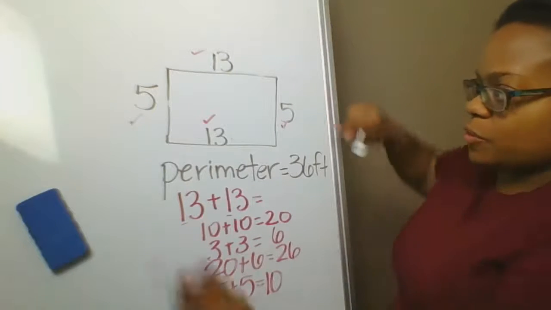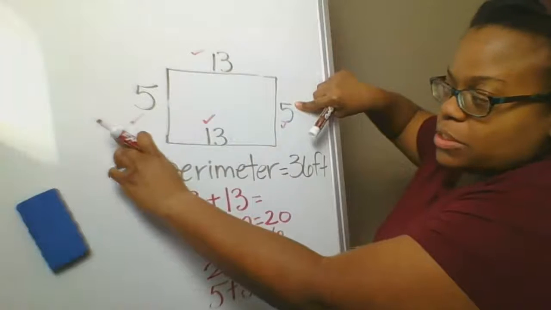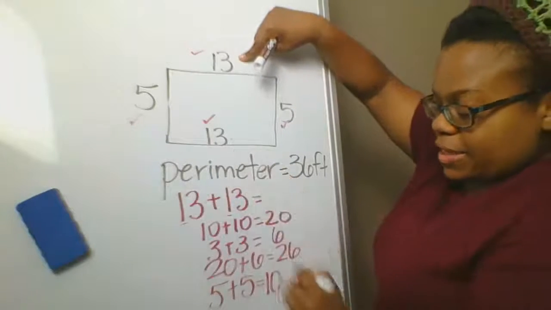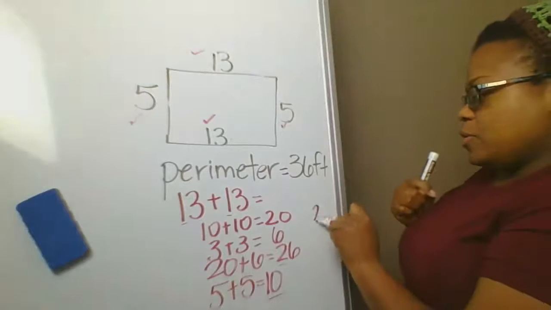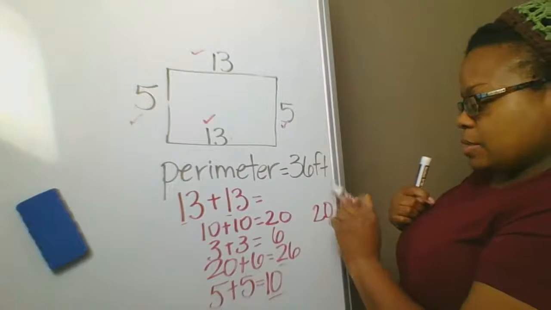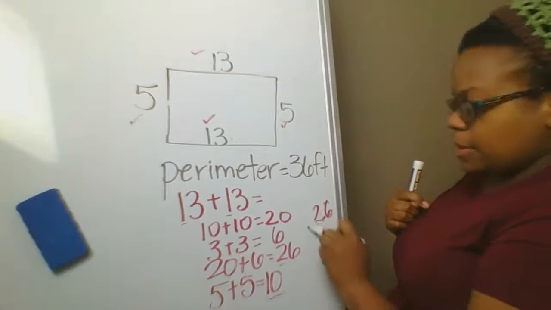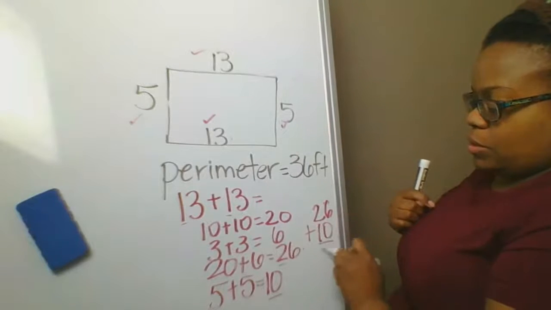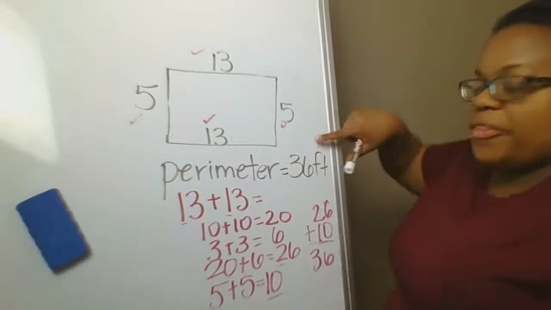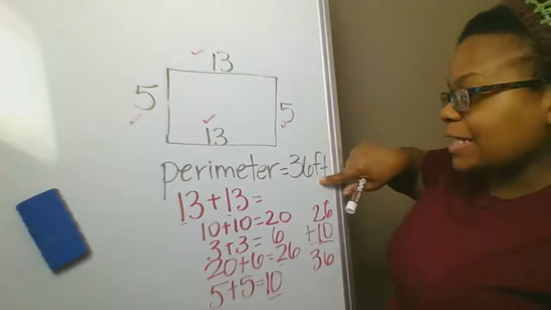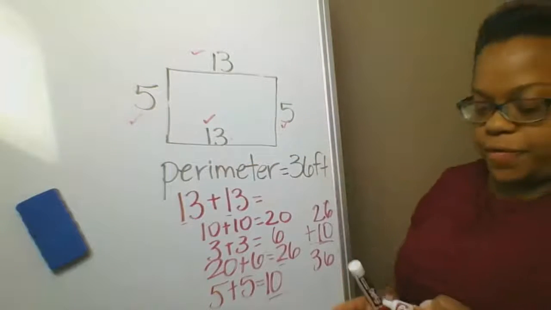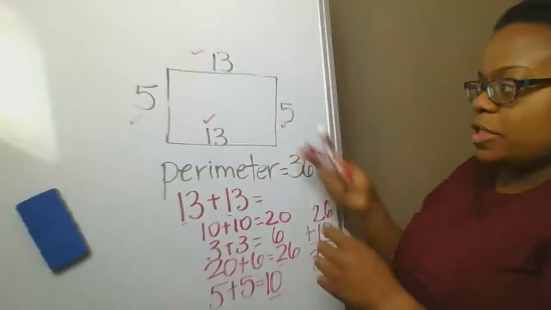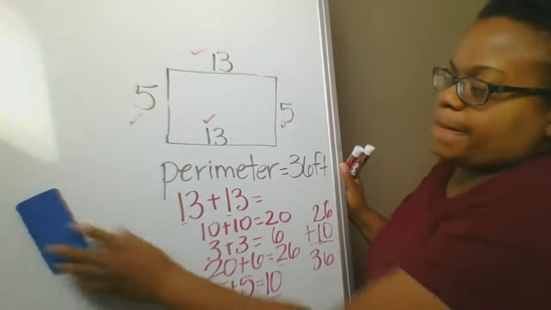All right. So these two sides together equal 10. These two sides together equal 26. Now I have to add those together. 26 plus 10 equals my 36. That was my goal. I needed to find which one would have a perimeter of 36 feet. So this was my best answer choice.